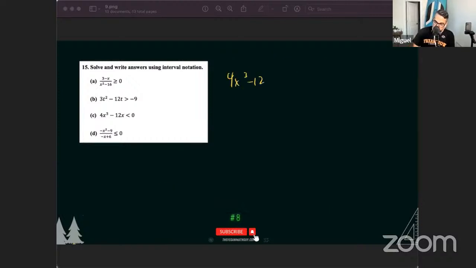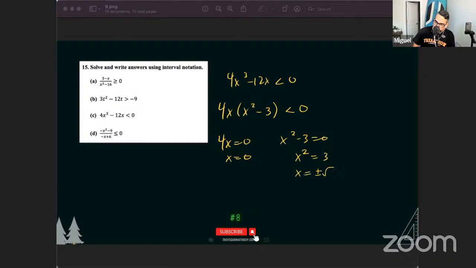4x cubed minus 12x is less than 0. So same thing here. Let's go ahead and factor out. It looks like a 4x, and that gives me x squared minus 3 is less than 0. Okay, think of it like we're setting this equal to 0. We're trying to find when this is equal to 0. So 4x is equal to 0, and that's 0. And then x squared minus 3 is equal to 0. This one's gnarly. x squared is equal to 3, so x is equal to plus or minus root 3. So then we have negative root 3, we have 0, and then we have root 3. And these were equal to 0, but the inequality was less than. It didn't have an equal to, so these are just going to be open circles.